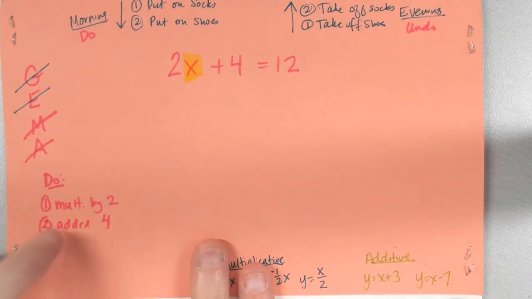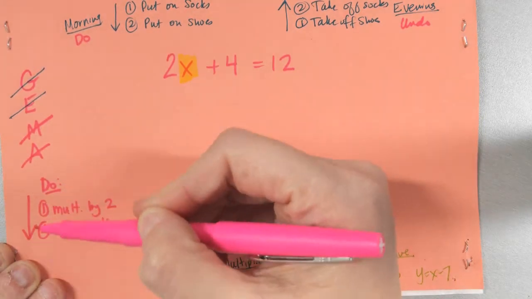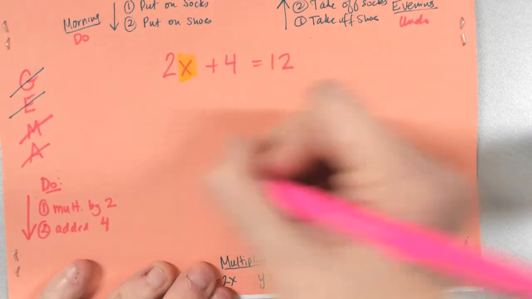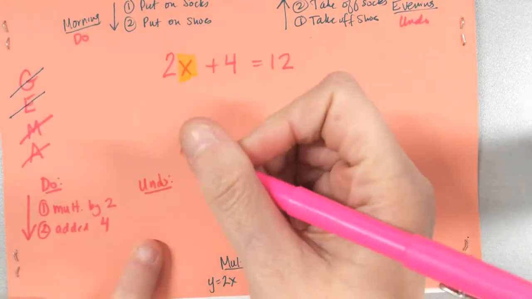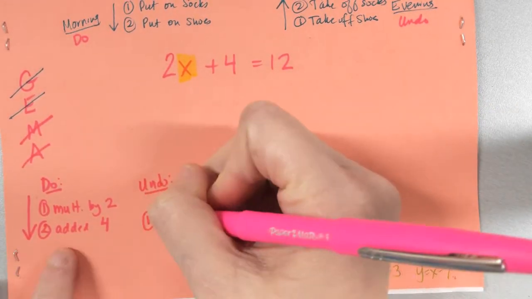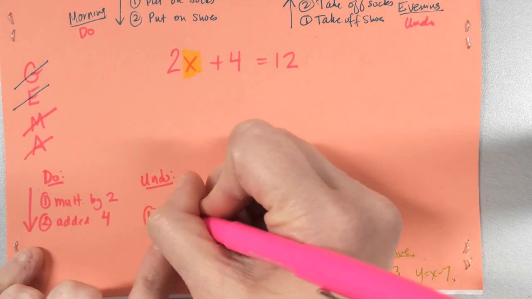Okay, so this is what I did. This is my do list. I went top down and did it. So now I'm going to write an undo list. Okay, so I start at the bottom. If I added 4, how do I undo adding 4? I subtract 4.